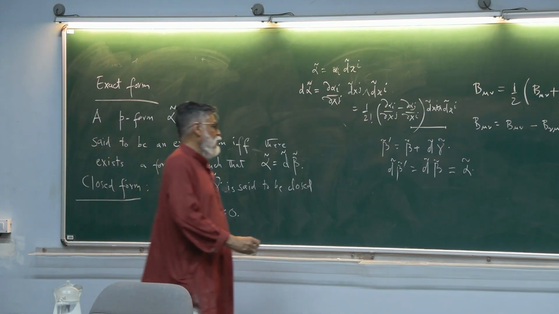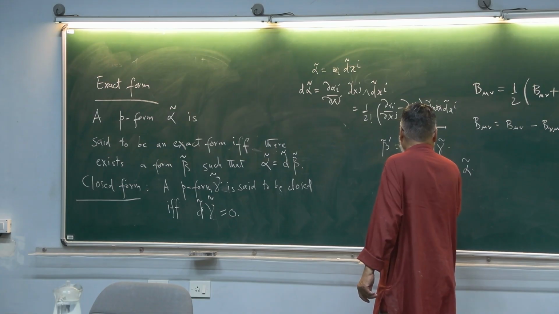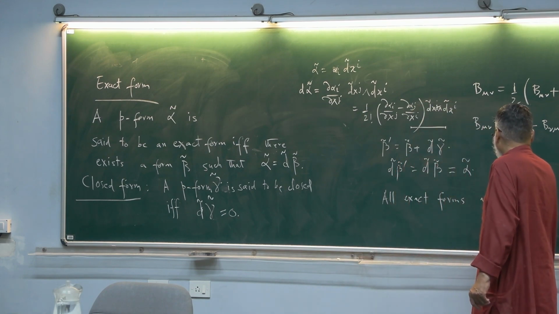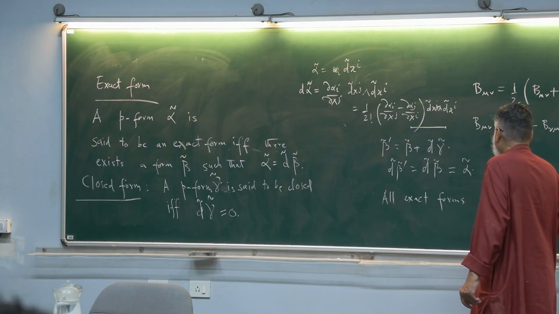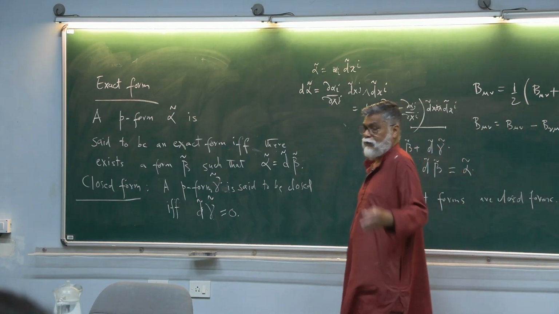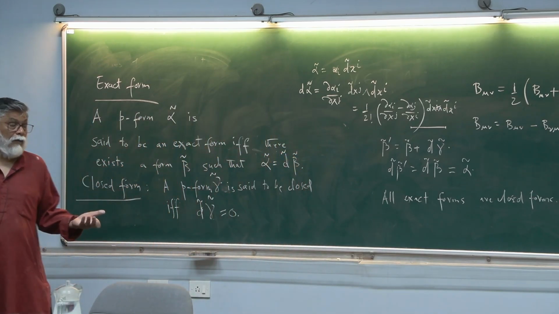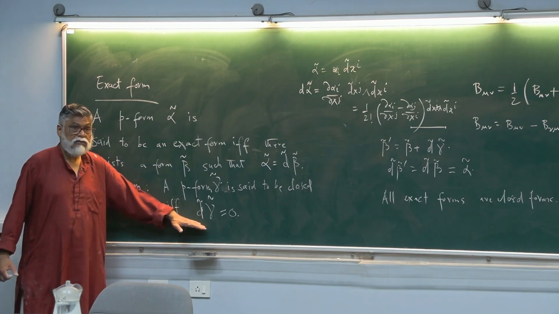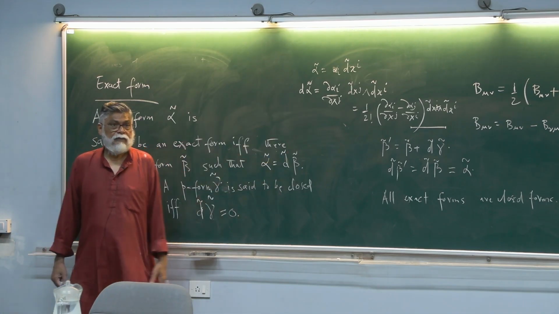So this implies all exact forms are closed forms. But is the inverse true? That's Poincaré's inverse lemma. Is the inverse true? Can all closed forms be expressed as d of something?